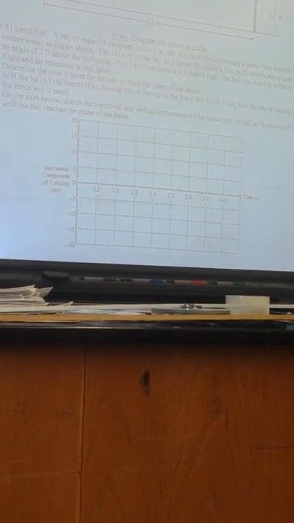Just focus on, because this is taken from an old 18B exam, which is less conceptual based. I want you to just focus on drawing the two graphs. That's all we're going to do with this one. Draw the velocity versus time graphs for both the horizontal and the vertical dimensions. Let's try to figure out what's happening here.